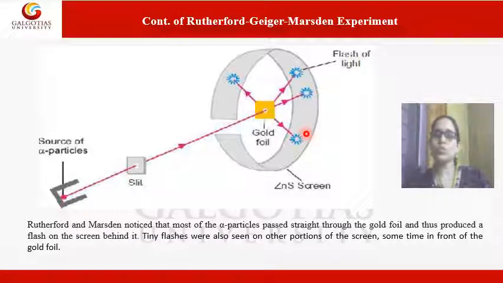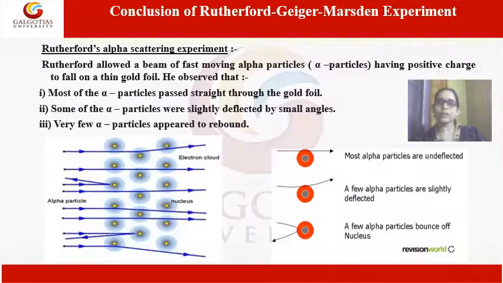So he was astonished about why this happens. That means there is something inside the atom. Why are some alpha particles reflected at some angle? Why are some alpha particles rebounded back? So from this alpha particle scattering experiment, what conclusion did Rutherford draw?